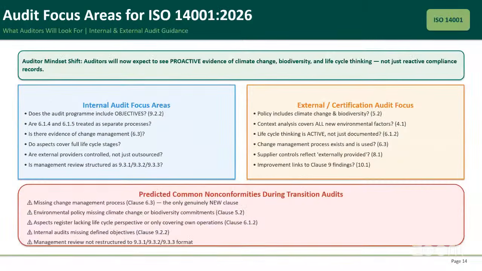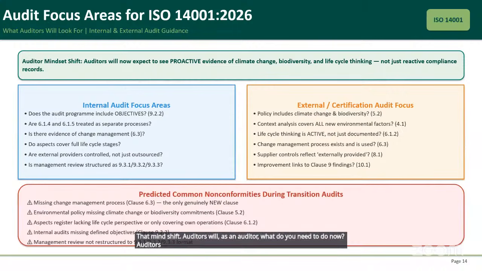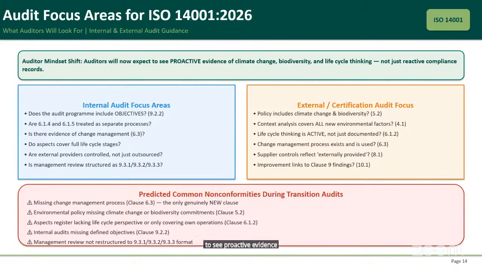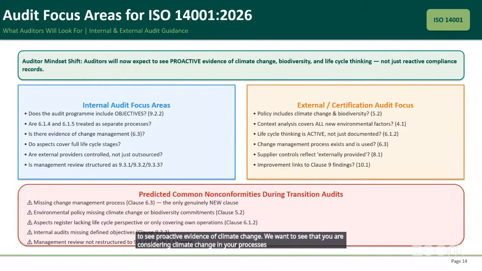So now what we are saying here is the mind shift. As an auditor, what do you need to do now? Auditors will now expect to see proactive evidence of climate change consideration. We want to see that you are considering climate change in your processes, biodiversity, and life cycle thinking, not just reactive compliance records.